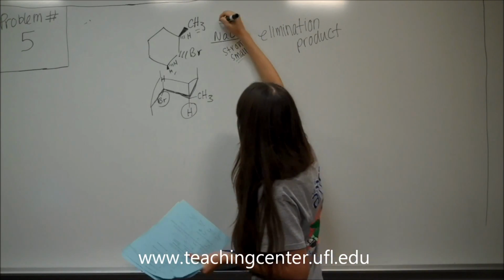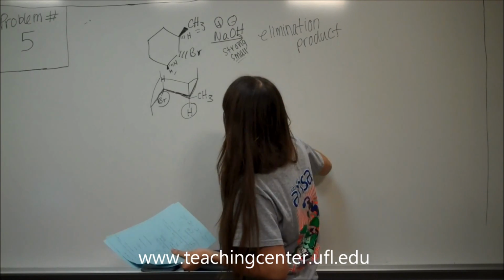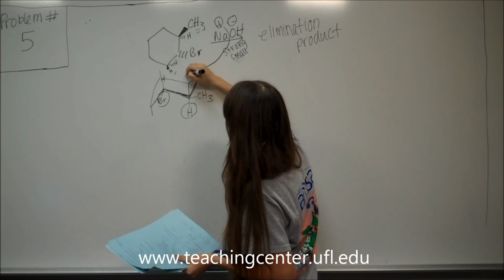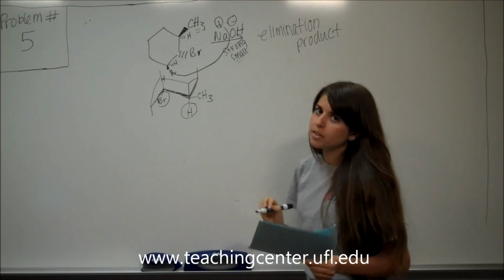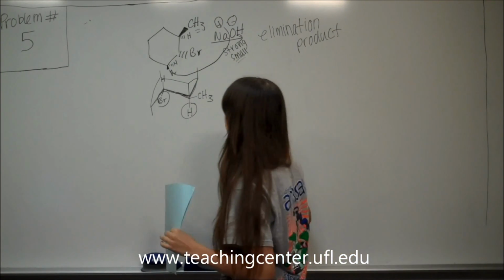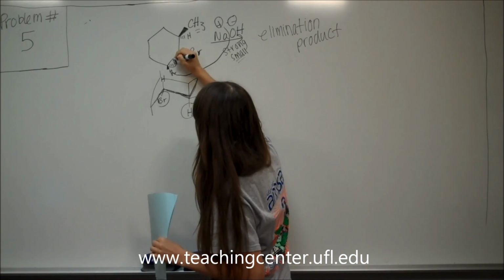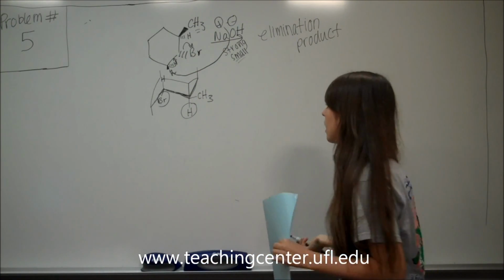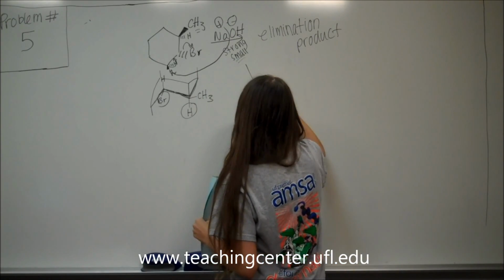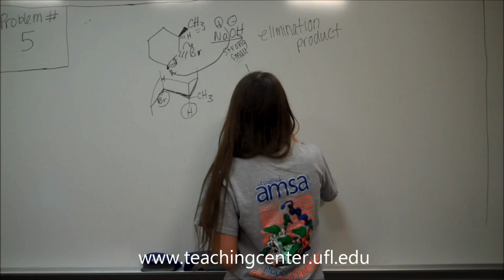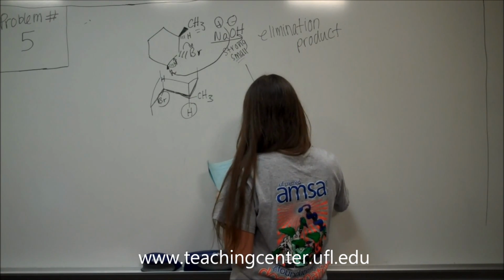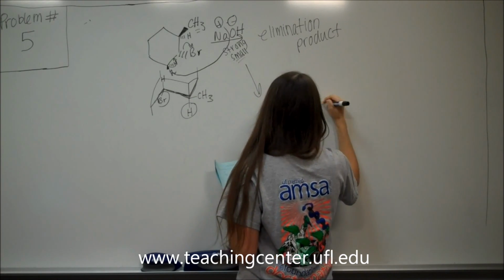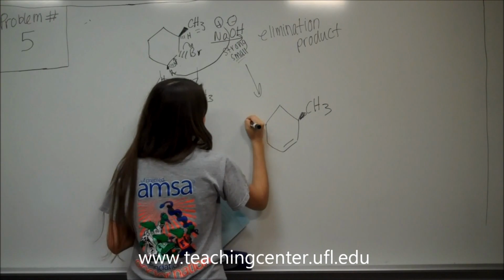So when we have our strong base, the way the mechanism works is the base grabs the hydrogen that's axial to it, and the bond between hydrogen and carbon forms a double bond, and then the bromine leaves. And so the final product that we get from this, our major elimination product, is actually answer choice A. So this was answer choice A.